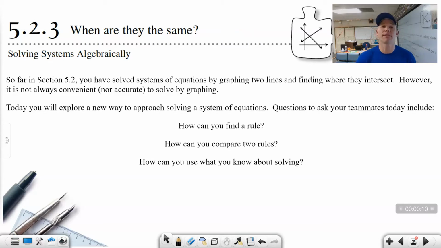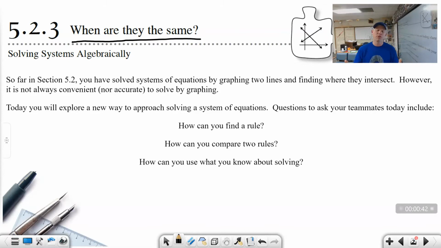Today we're going to be doing lesson 5.2.3, and the big picture question from Chapter 5 is, when are they the same? Okay? When are they the same? This is the real purpose of 8th grade math. Everything that we've been doing since August has been leading us up to today's lesson and tomorrow's lesson. When are they the same? These two things, when do they cross? When do they meet? When are they equal? When are they the same?